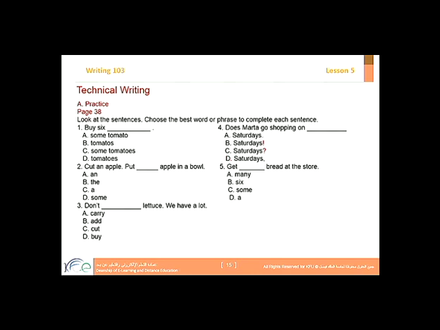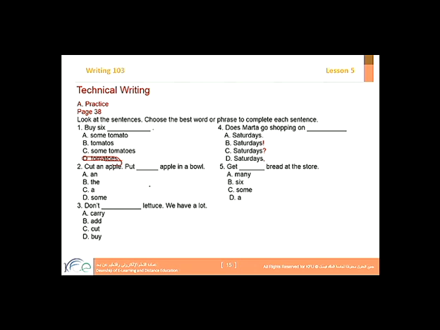Now, on page 38, we have this exercise. It says, look at the sentences, choose the best word or phrase to complete each sentence. So we have sentences and we have options. Number 1, buy 6, some tomato, tomatoes, some tomatoes, or tomatoes. Which one is the right one? Well, the answer is buy 6 tomatoes. Okay?